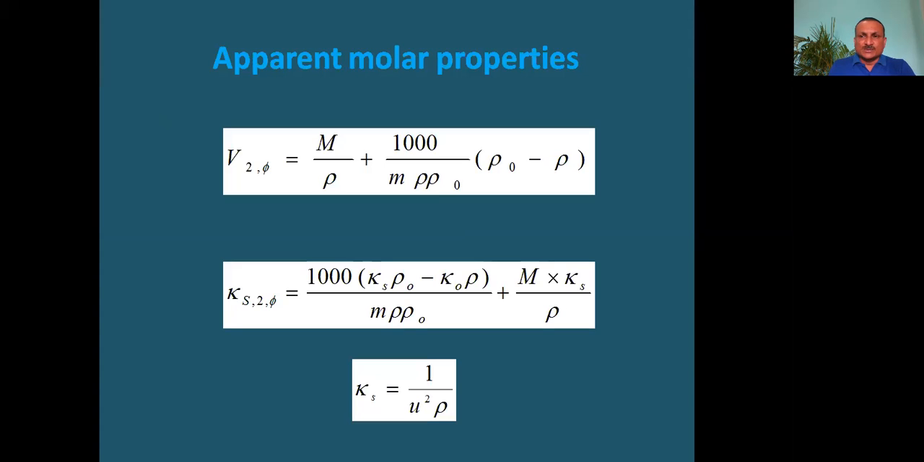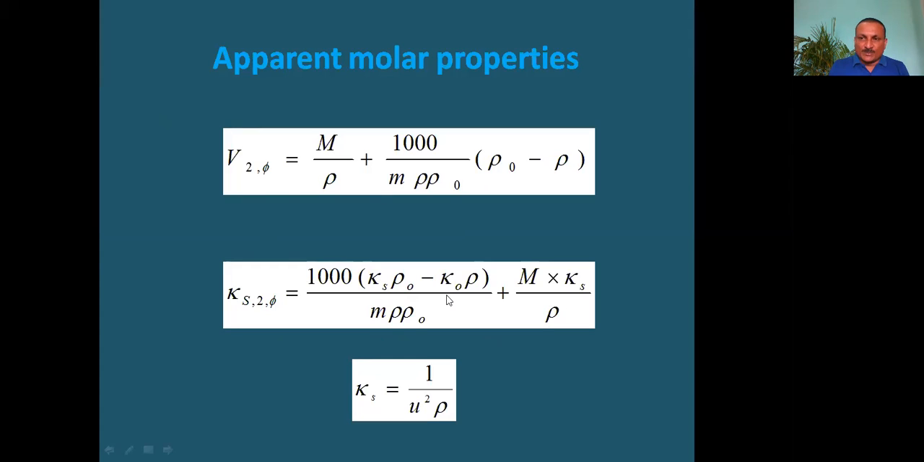These are standard equations used to calculate the apparent molar volume and apparent molar isentropic compressibility. If you know the density of solution, the density of solvent, and the molality of solution, one can calculate the apparent molar volume. The apparent molar compressibility can be calculated by using the density of solvent, density of solution, molality of solution, and isentropic compressibility of solution and solvent.